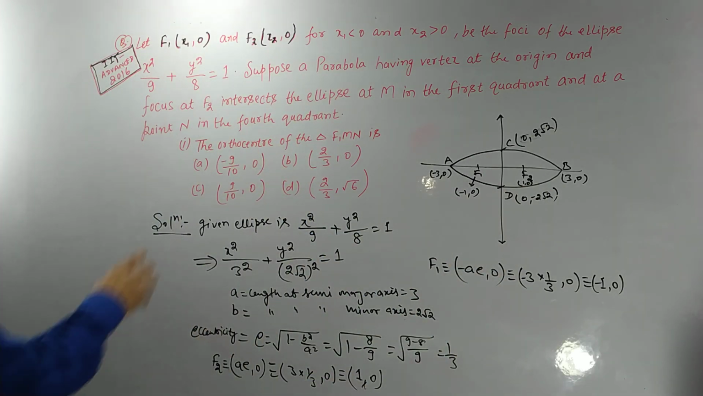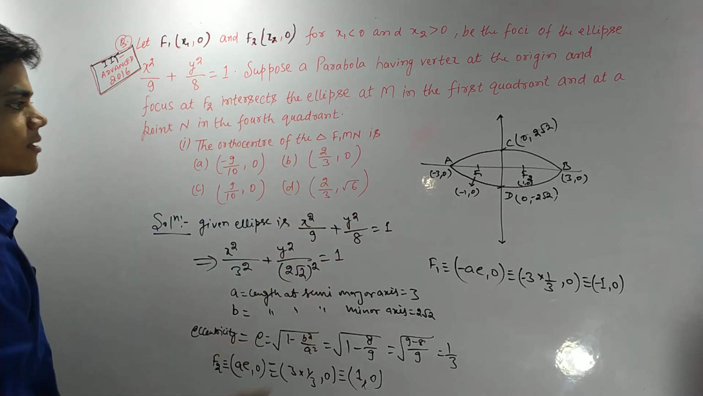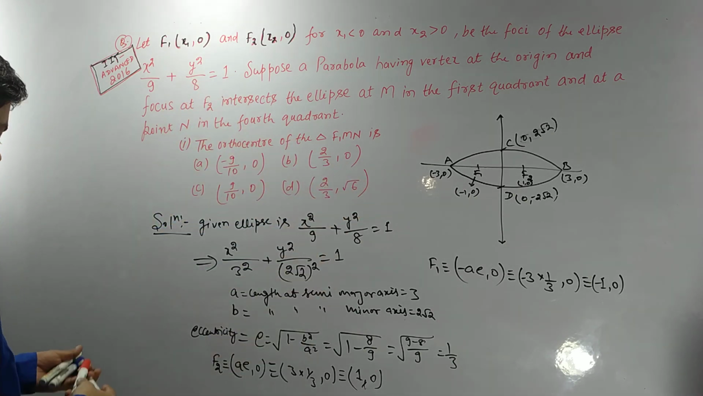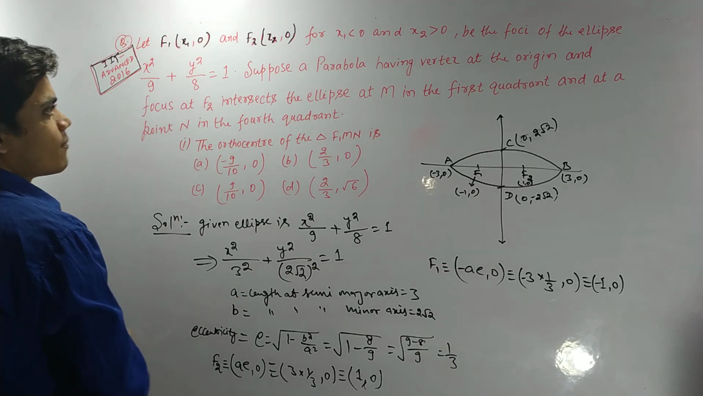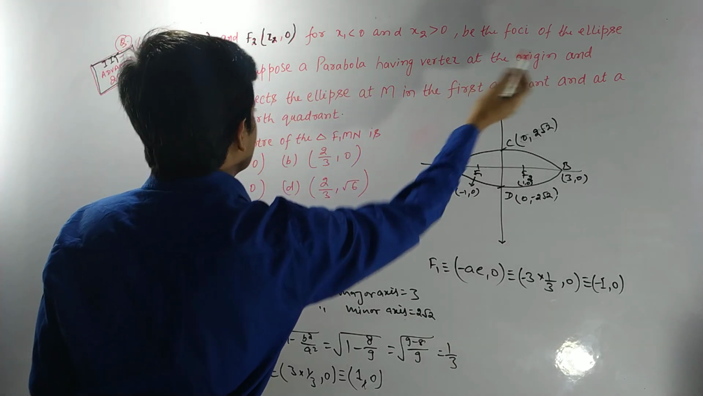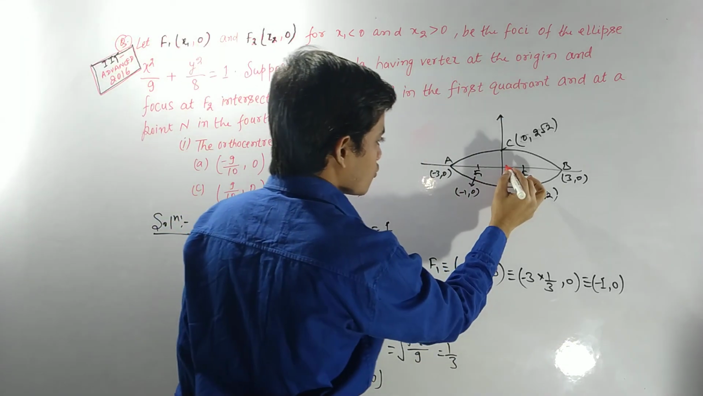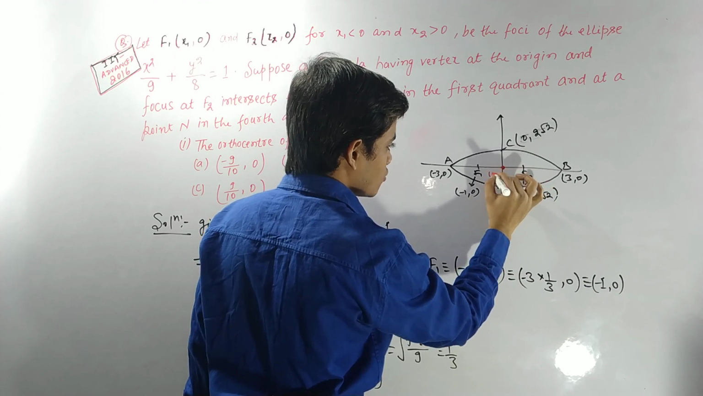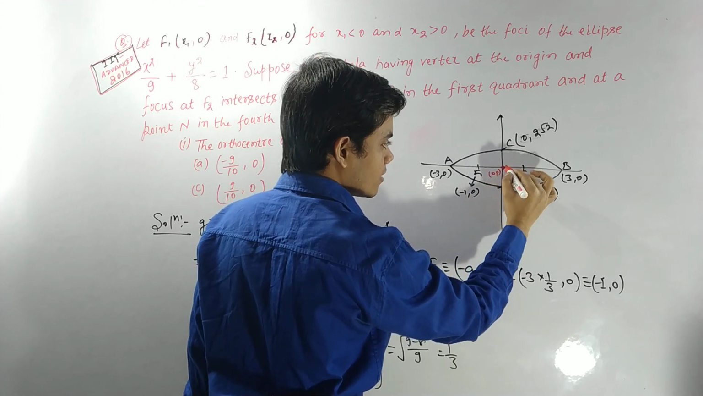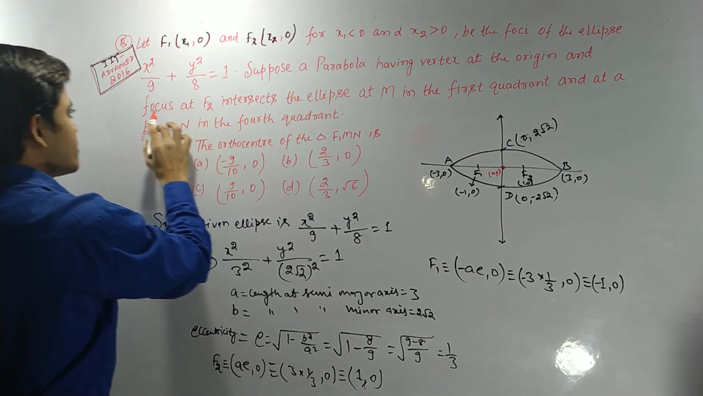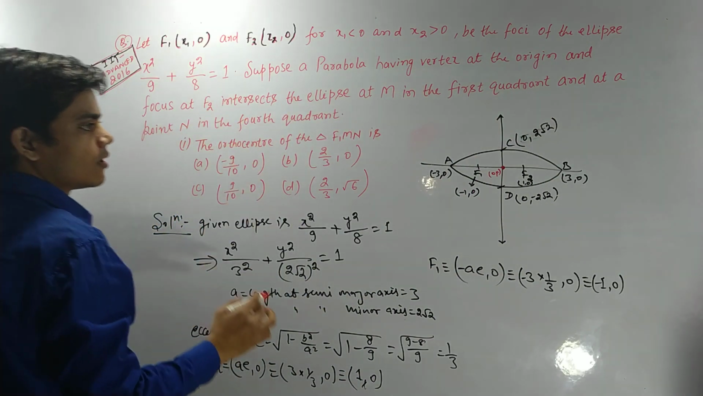All right. So up till here we have done all the things. Now there is a parabola. Suppose a parabola having vertex at the origin. So we are considering the parabola whose vertex is at the origin, and focus at F2.